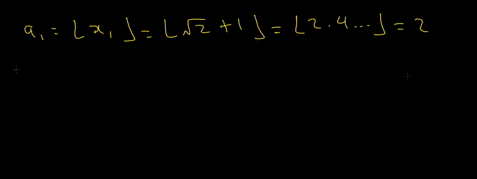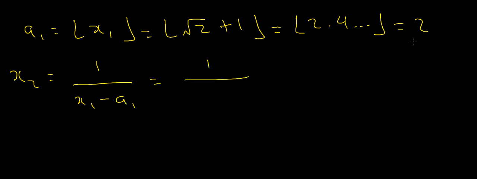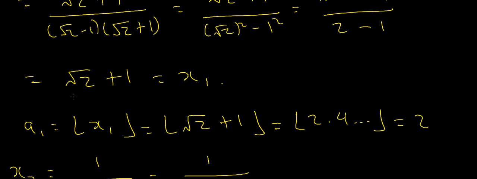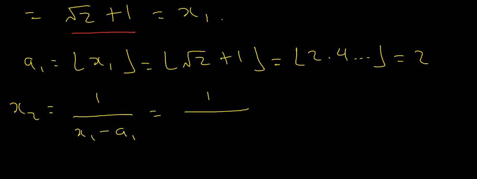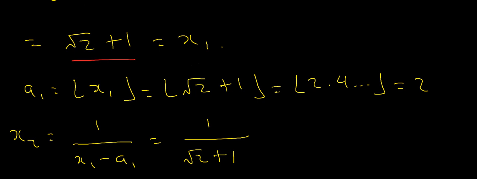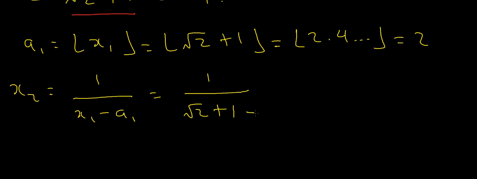Now I can find x2. x2 is just going to be 1 divided by x1 minus a1. And that's going to be what? Well, what value did I find for x1? x1 is this thing, root 2 plus 1. So let's plug that in. So x1 is root 2 plus 1, and a1, which I just found above, has the value 2. So let's use that value. So minus 2. And that's going to give me 1 divided by root 2 minus 1.